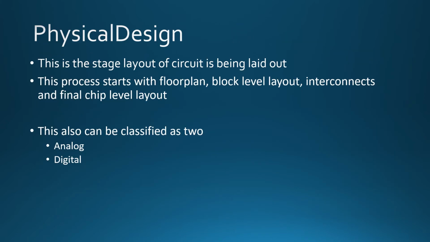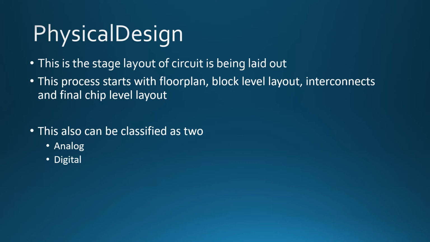So next comes the physical design aspect of the IC design flow. This is the stage where the layout of the circuit is laid out, that means your actual circuit is transformed into a pictorial representation of layers. This process starts with a floor plan. When it comes to the design phase itself, we start with a floor plan.